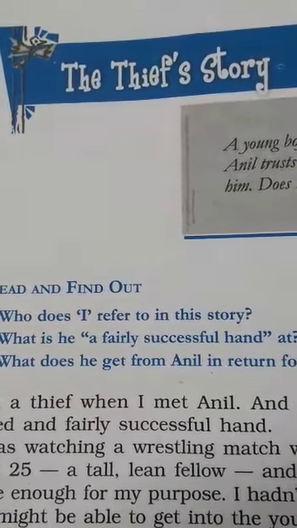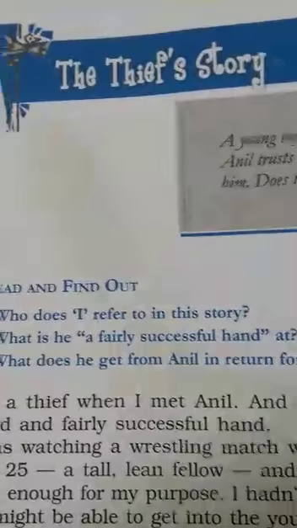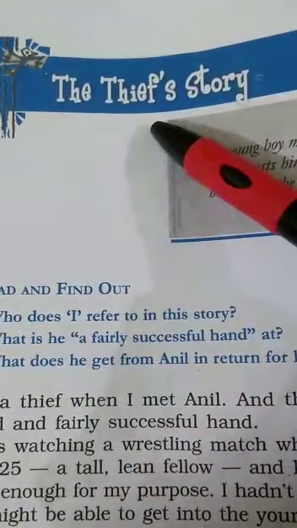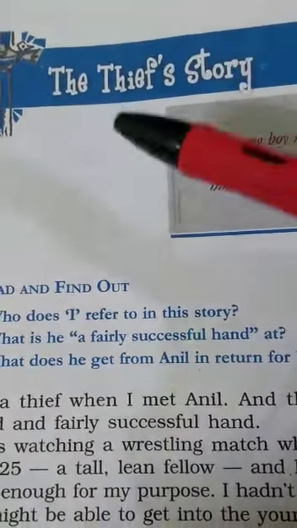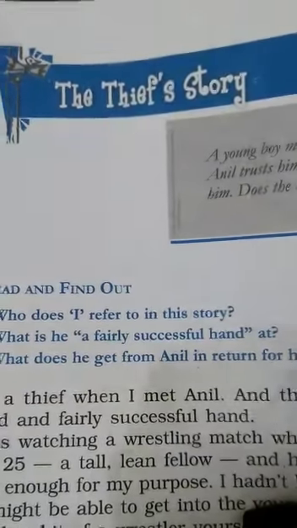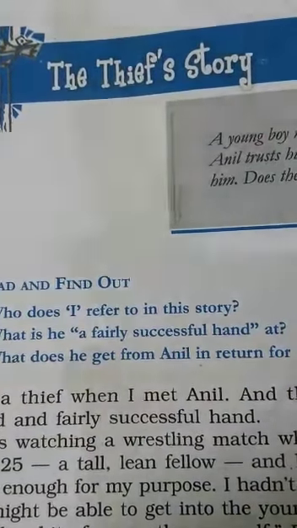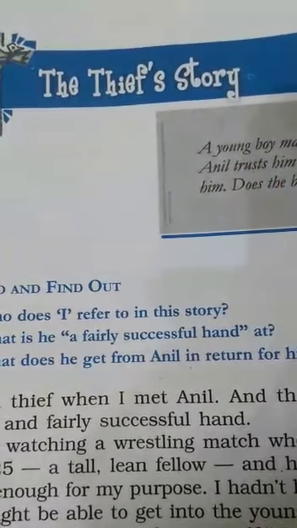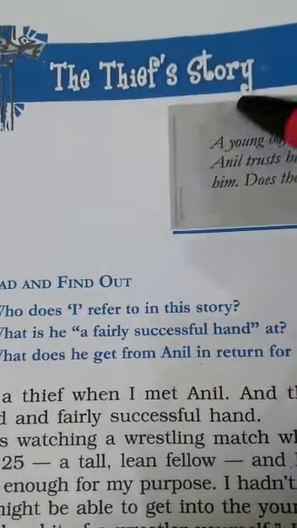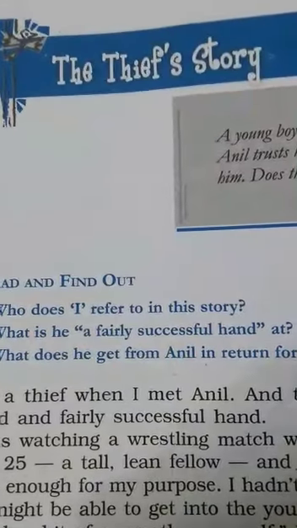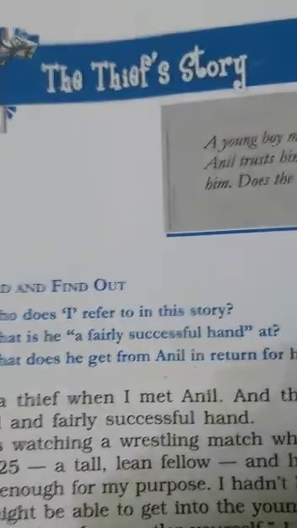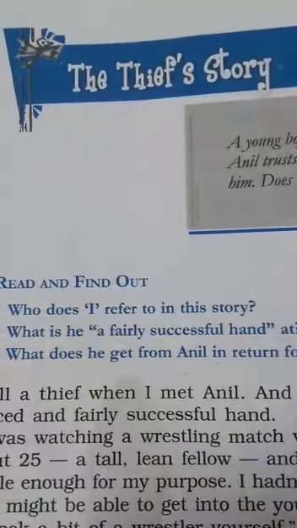This is a story that is, as the name suggests, about a thief. When we read the story, it is going to unfold how the thief betrays Anil and how later on he commits a theft, and then after that he retracts. We are going to know how he flattered Anil, how he committed a theft and how he was later back on the track.